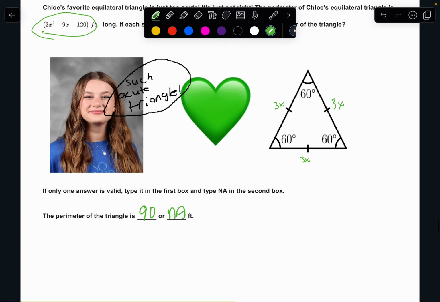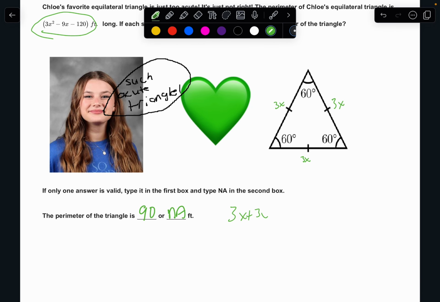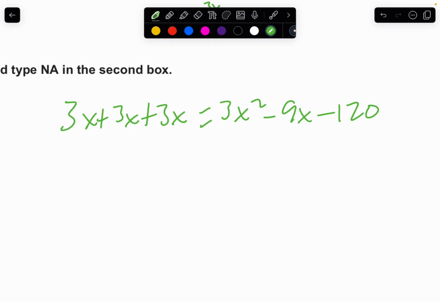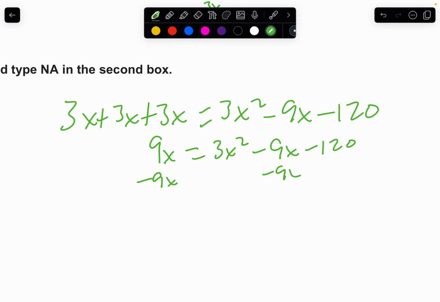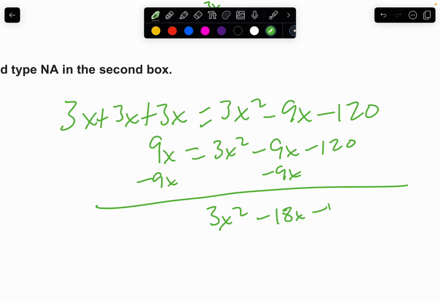So 3x plus 3x plus 3x has to equal 3x squared minus 9x minus 120. And that is a quadratic. So let's clean this up. This would be 9x equals 3x squared minus 9x minus 120. These 9x's do not cancel out. This is a positive 9x. That's a negative 9x. I need to subtract 9x from both sides. And I'm going to get 3x squared minus 18x minus 120.